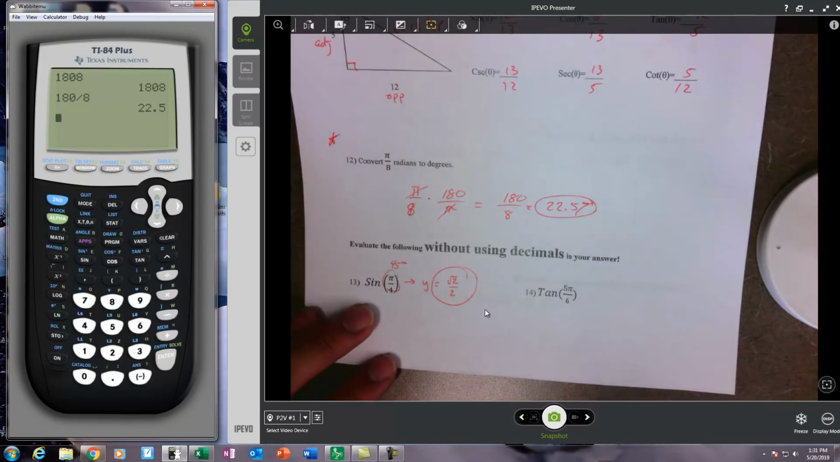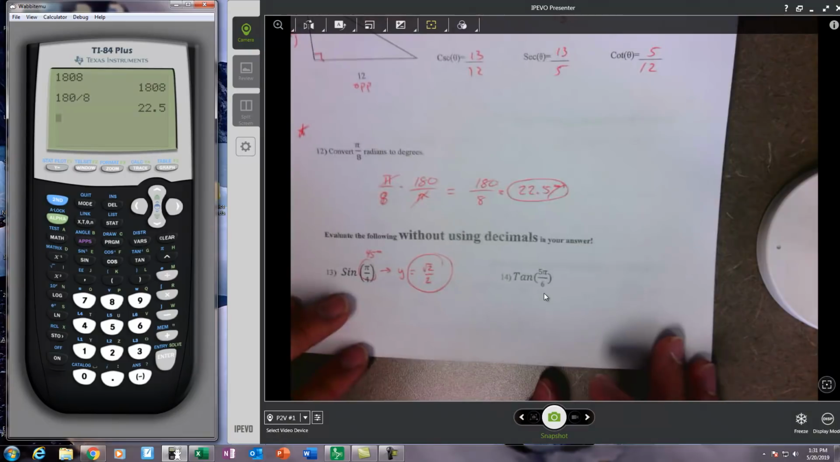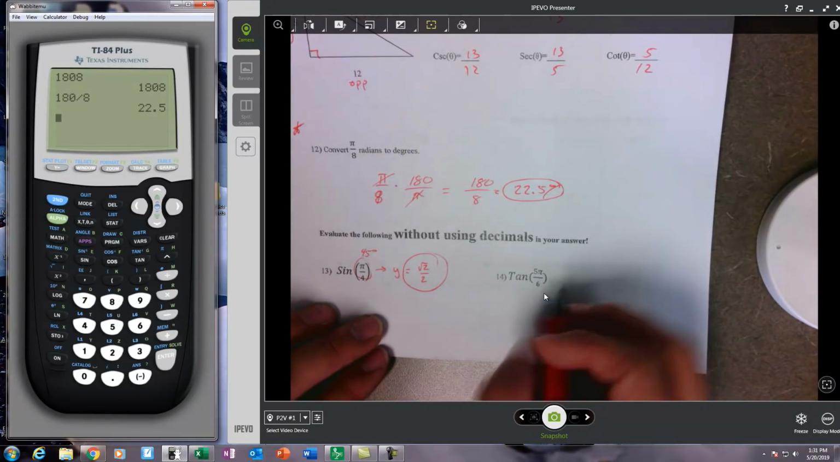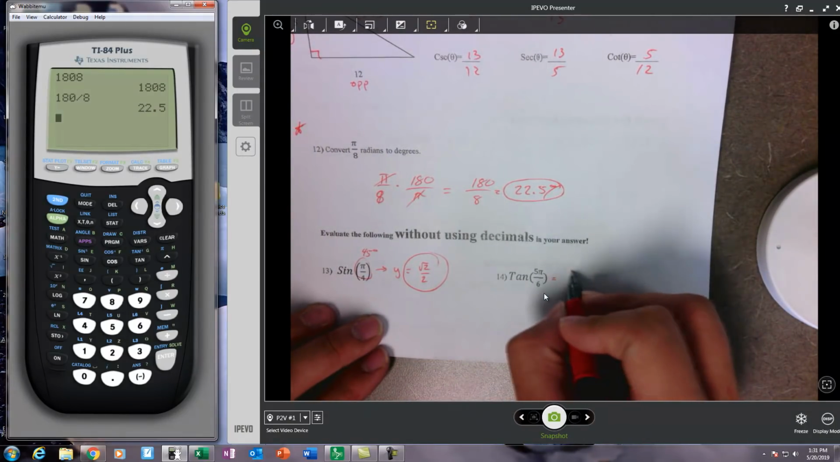If you try to put sine of pi over 4 in your calculator, even if you're in the right mode, it's not going to give you root 2 over 2 as a fraction. It's going to give you some decimal that will feel somewhat random. With tangent of 5 pi over 6, we remember that it's the y over the x.